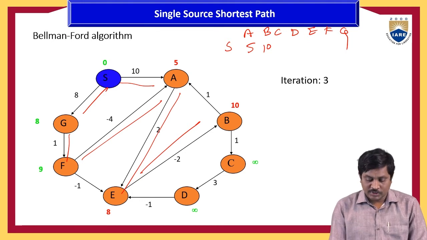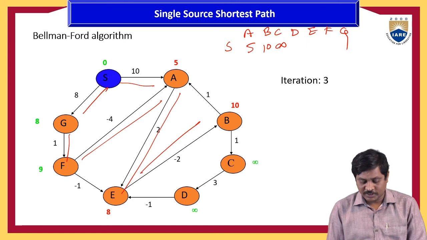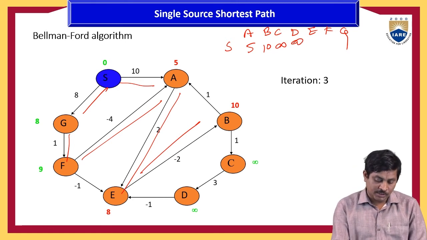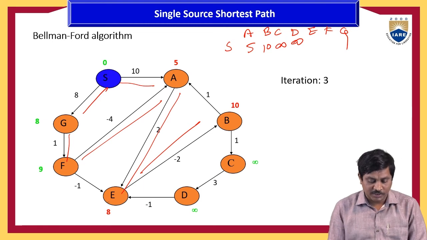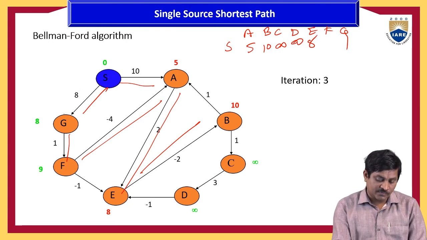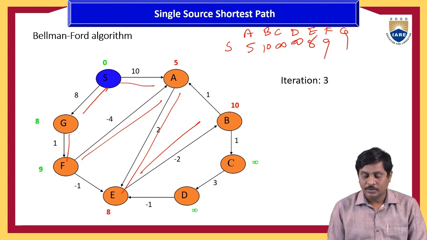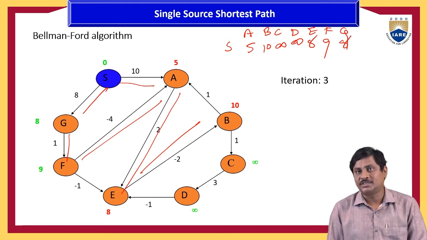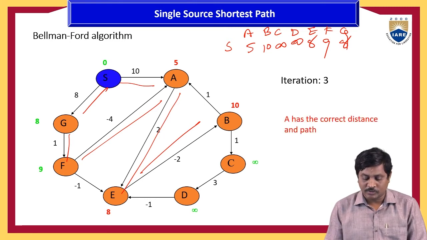S to C, even with 2 mediator nodes, it is not easy to find that value, so that is infinity. S to D is also infinity. S to E: S to G, G to F, F to E. So 8 plus 1 minus 1, that value is 8. S to F is 8 plus 1, 9. S to G is 8. This is iteration 3, where we consider 2 mediator nodes. Next, we consider 3 mediator nodes.